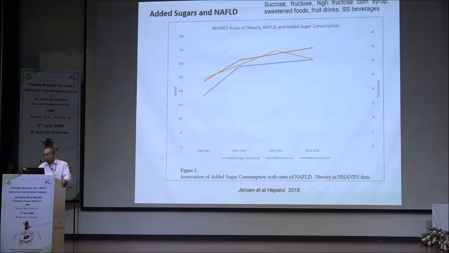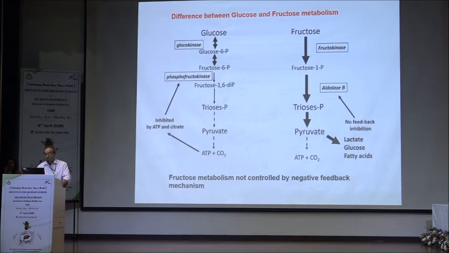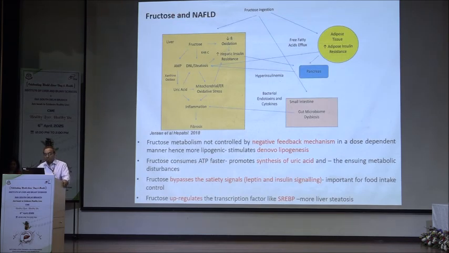And when we take sugar in any form, both the fibrosis and fat deposition in the liver keep on increasing. And fructose is more harmful because fructose metabolism is not controlled by a negative feedback mechanism as we see in glucose. Fructose consumes ATP faster, promotes synthesis of uric acid, and ensues metabolic disturbances. So fructose also bypasses the satiety signal, and it upregulates a gene which leads to more fat synthesis in the liver.